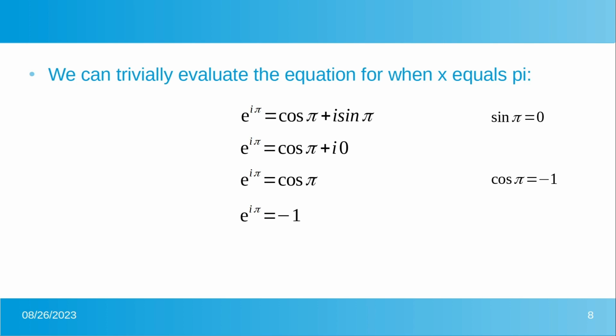Turns out, this is exactly Euler's identity. And we typically write it as e to the i pi plus 1 equals 0.